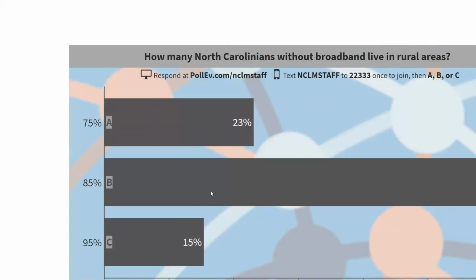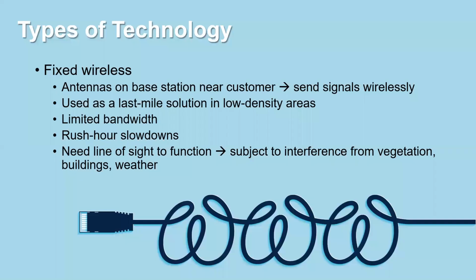All right. Well, it looks like the runaway choice here, people think it's 85% of North Carolinians without broadband living in rural areas. And again, we're using these FCC maps and their definition of broadband. The actual answer is 95%. So for the 14% of you who guessed C, 95%, you got the right answer for this one.